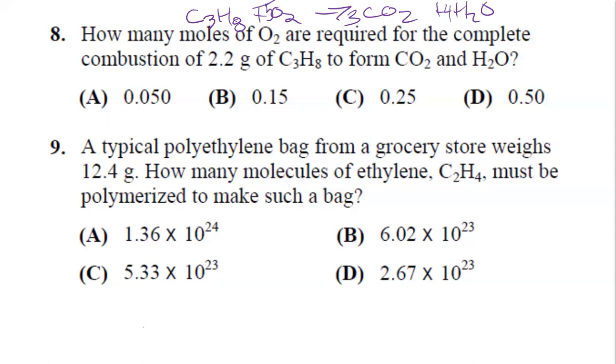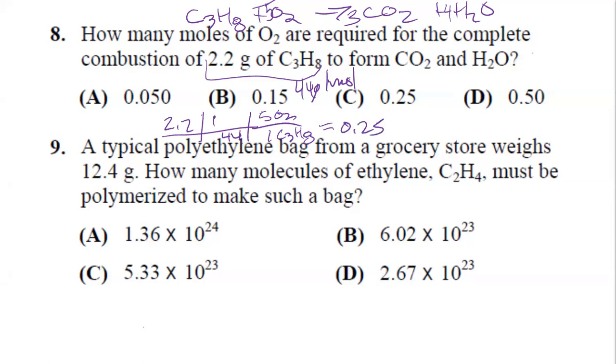So now I just need to take my 2.2 grams and turn that into moles. So that becomes 3 times 12 plus 8 times 1. So this is 44 grams per mole. So 2.2 divided by 44. And then I need to do that conversion where I need 5 O2 for every 1 C3H8. And so we need 0.25 moles.